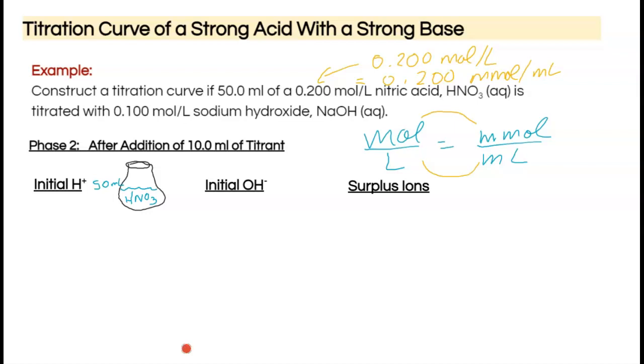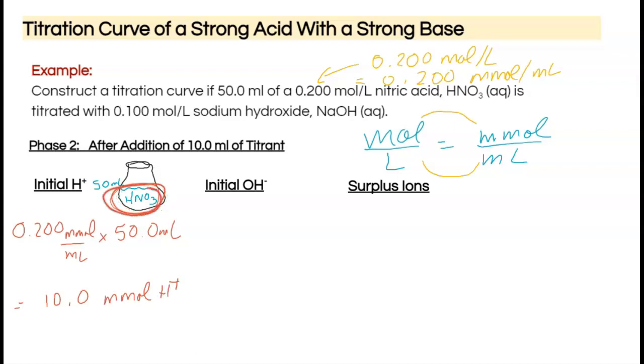All right, so let's take a look at this. My initial concentration is 0.200 millimoles per milliliter, but I only have 50 milliliters of it. So when I do this calculation, I have 10 millimoles of my H+. That's never going to change because I'm not adding any acid and I'm not removing any acid. All I'm doing is adding base, through my burette.